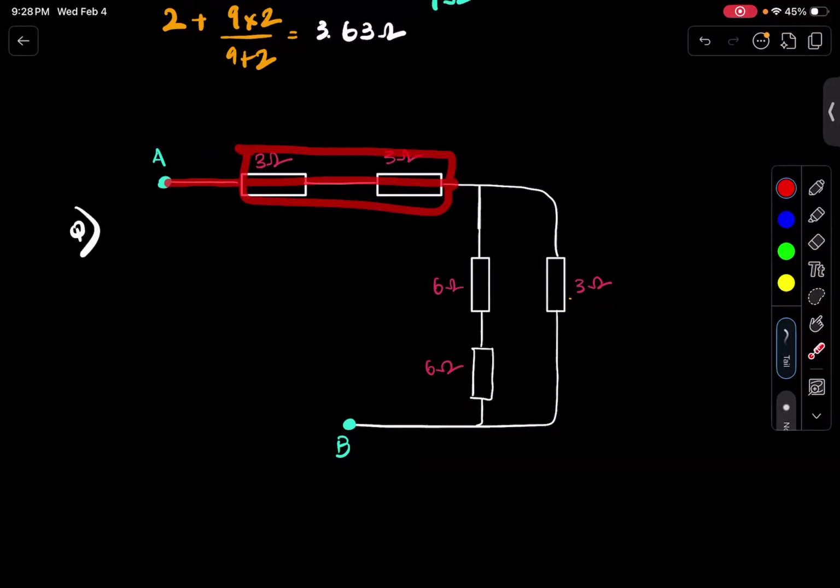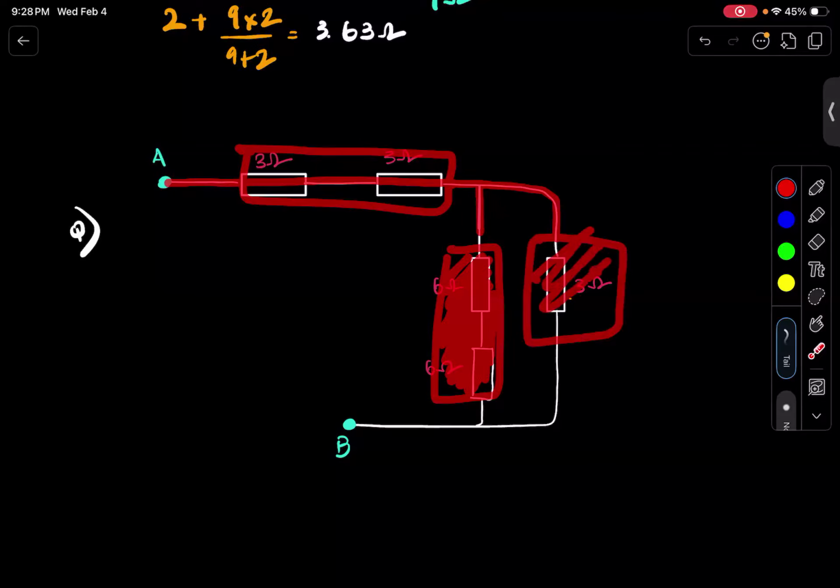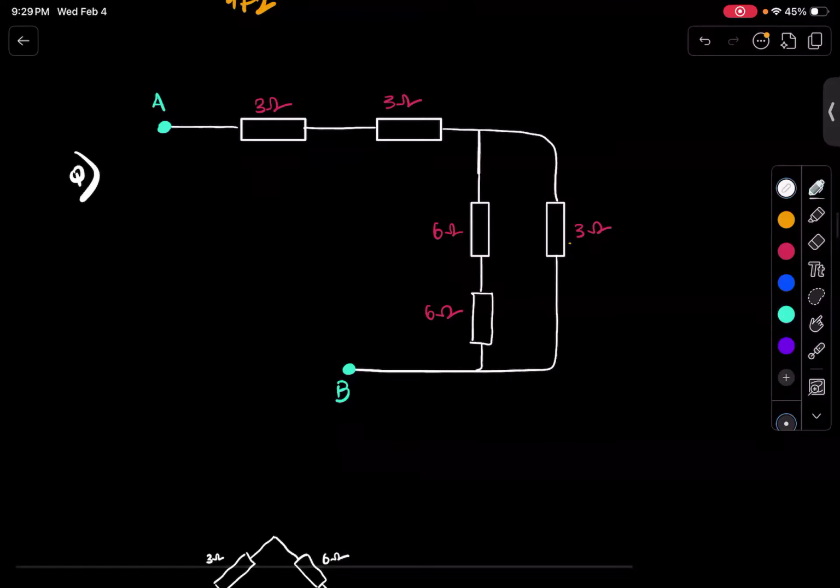Now, what is happening after this point? You have approached a junction, which means the current is going to divide itself into two paths. So now the current is being divided into two parts, but what about this 6 ohm and 6 ohm? They're in series with each other, so you can consider these resistors to be one large 12 ohm resistor. And then this large 12 ohm resistor is in parallel with the other 3 ohm resistor. So that's it, and you've solved the question.